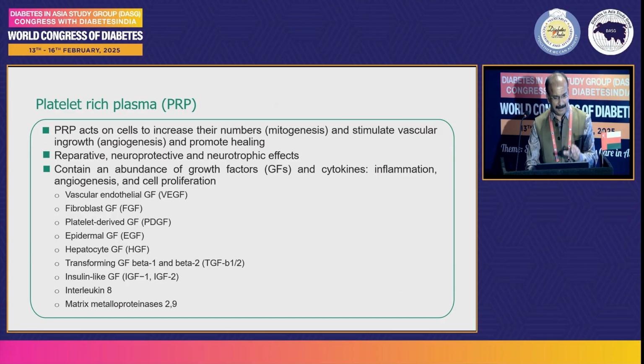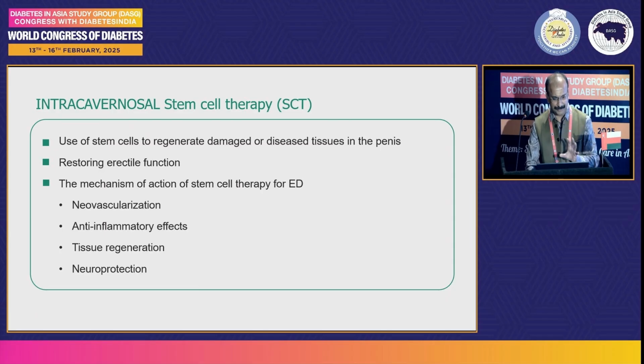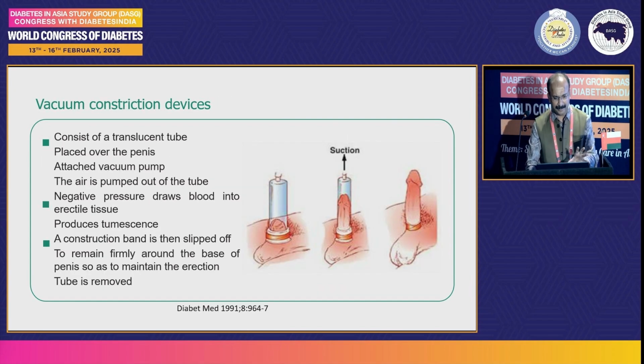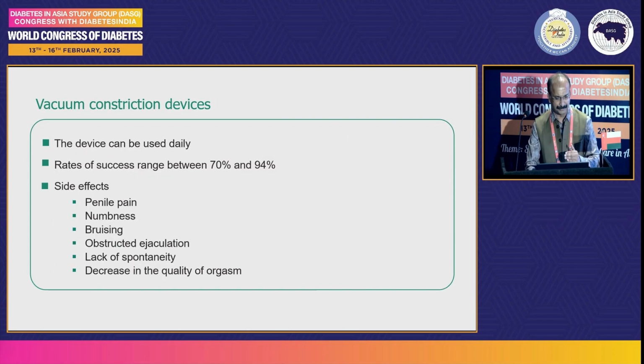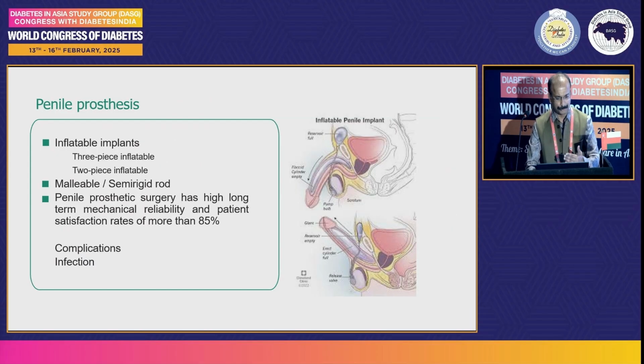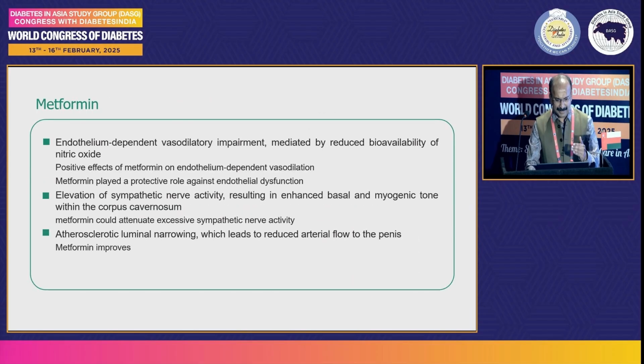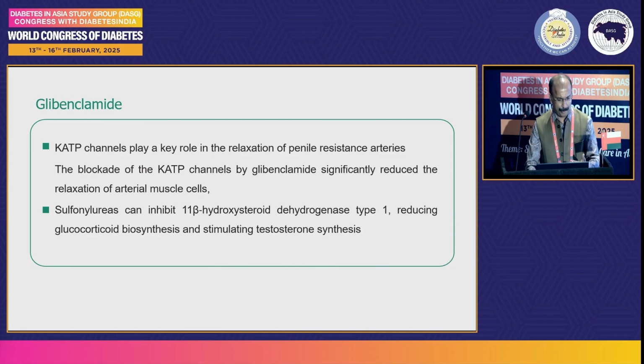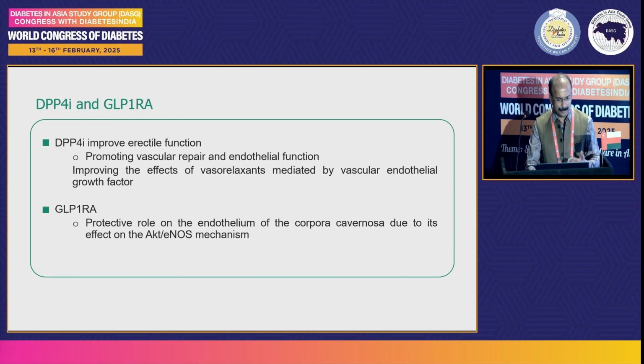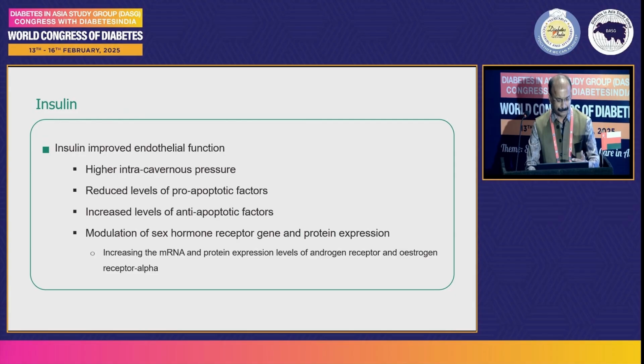Platelet-rich plasma, which contains abundant growth factors, also improves endothelial function, and intracavernosal stem cell therapy also helps regenerate the damaged cells, thereby improving endothelial function. Other treatments include vacuum constriction device and surgical therapy, especially use of implants. Various antidiabetic drugs like metformin, pioglitazone, SGLT2 inhibitors, DPP4 inhibitors, and insulin help to improve the endothelial dysfunction, and thereby are useful in patients with erectile dysfunction.